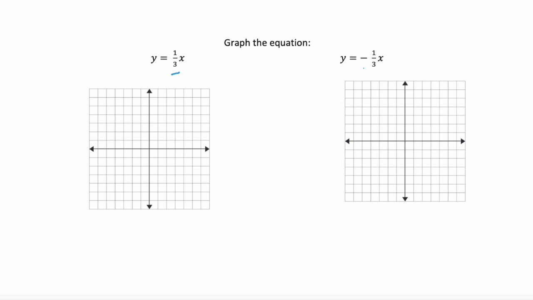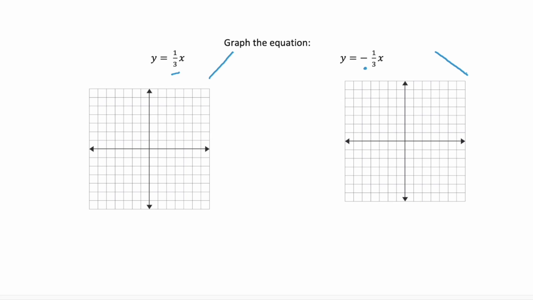Now, a negative sign can be a bit overwhelming, but if you remember what a positive slope and a negative slope look like on a graph, you have a quick visual check to make sure that you graphed correctly. So our first example, y equals 1/3 x, we have a positive slope of 1/3. So our final line should slope upward, or be like this. Where the second example, y equals negative 1/3 x, we have a negative slope, negative 1/3. So our line should slope downward, or look like this.